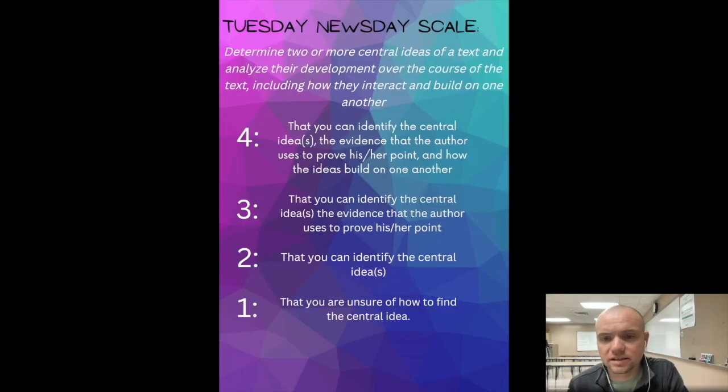It is on the screen. Determine two or more central ideas of a text and analyze their development over the course of that text, including how they interact and build on one another. If you are at a 4, the skills are listed there. If you're at a 3, skills are listed there with just a little bit less. You're able to accomplish a little bit less than if you're at a 4. If you're at a 2 or a 1, those are also listed there. Again, the goal is to get to a 3.